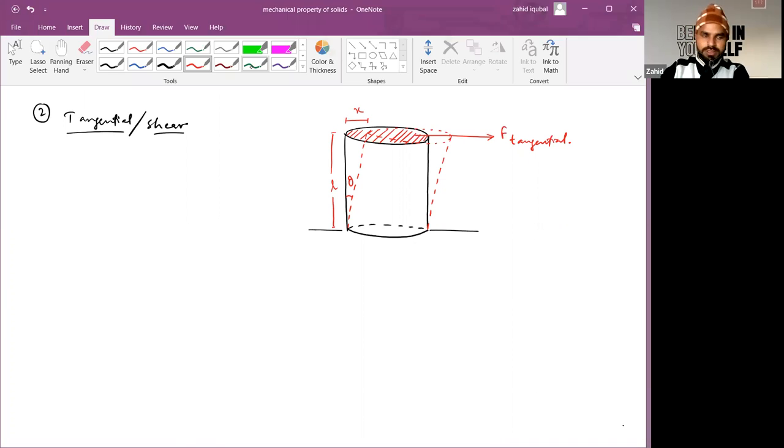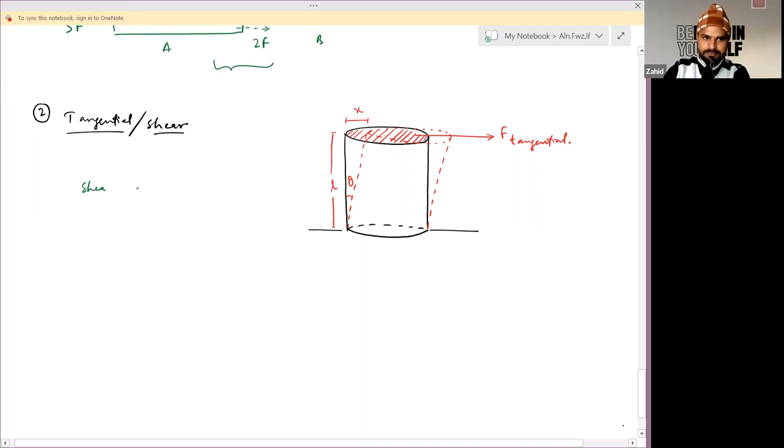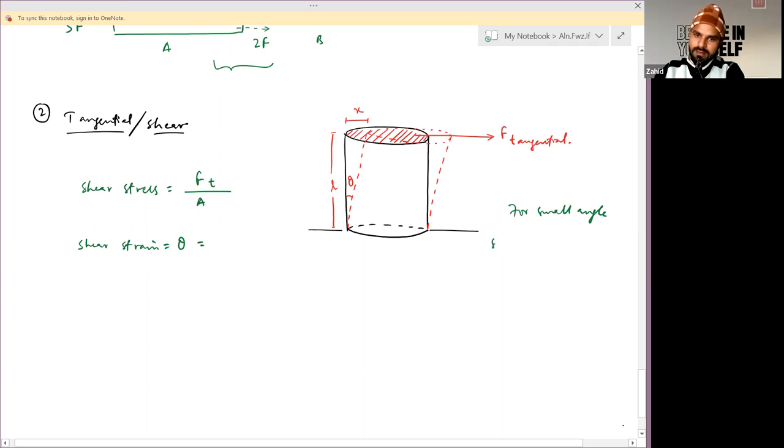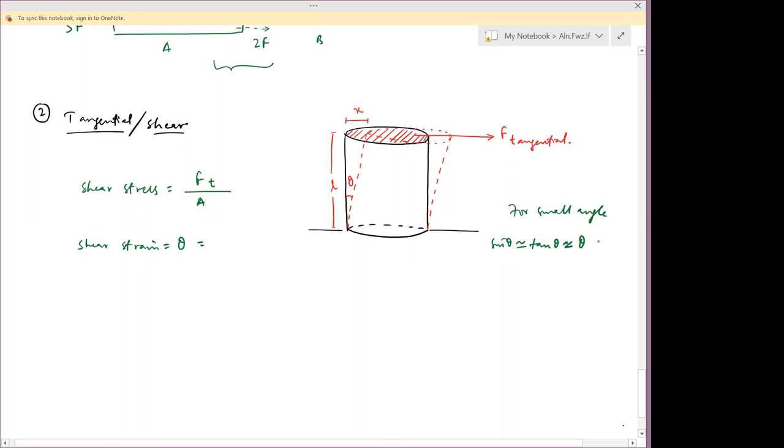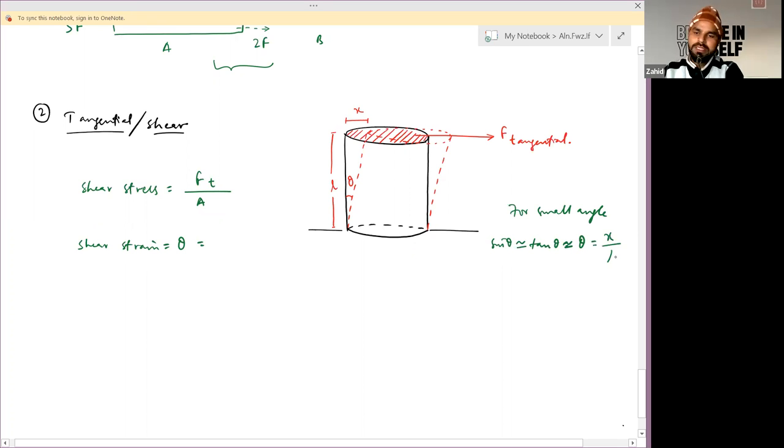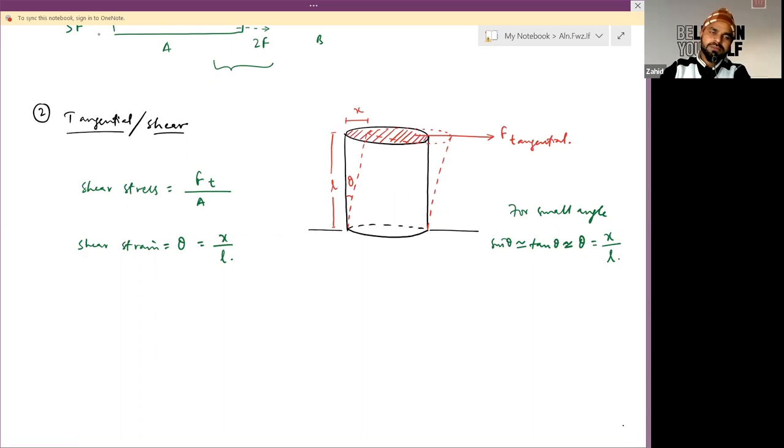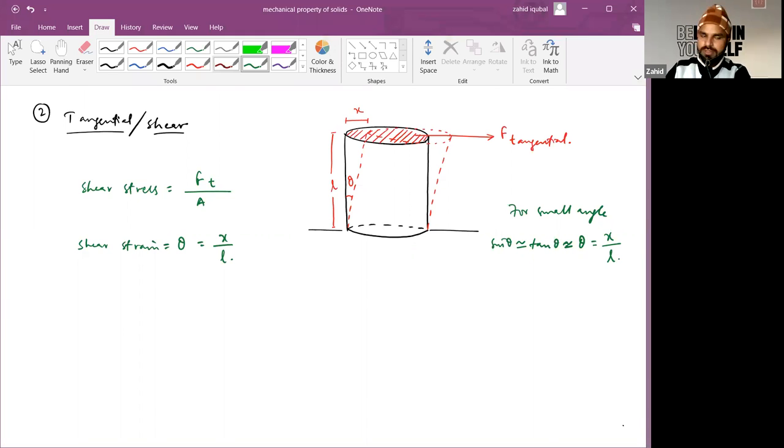So tangential or shear stress is equal to the amount of tangential force acting over the surface per unit area. Corresponding deformation is called shear strain. So it is equal to just theta. And you must have learned that for small angles, sine theta, tan theta, and theta are equivalent to each other. So theta will be equal to perpendicular by base like this. So x by L.